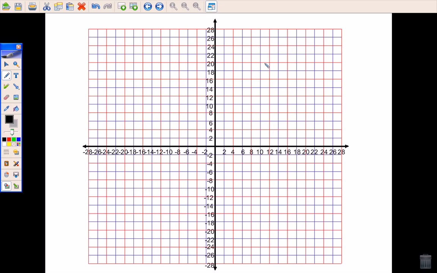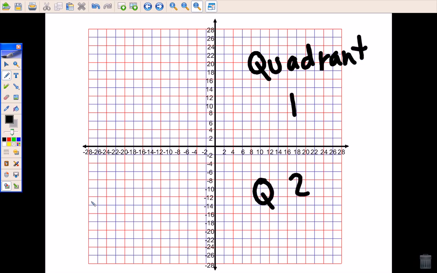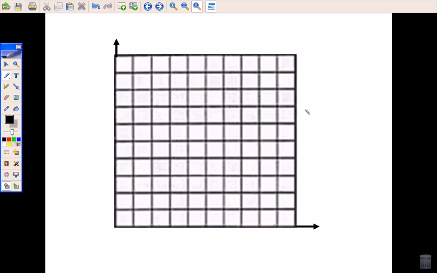A normal coordinate grid has 4 quadrants. Quadrant 1, and this is quadrant 2, this is quadrant 3, and quadrant 4. In 5th grade, we are only going to worry about quadrant 1. So you don't have to write any of this down. I just want you to look at it and see that this is what an actual coordinate grid looks like. And so we're going to look at just a quadrant 1 coordinate grid.